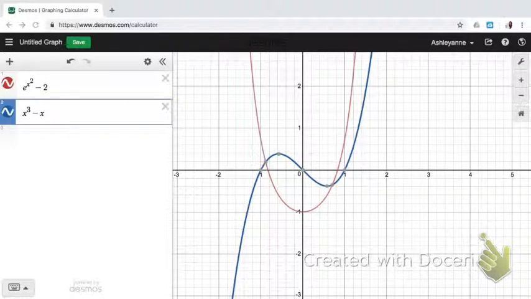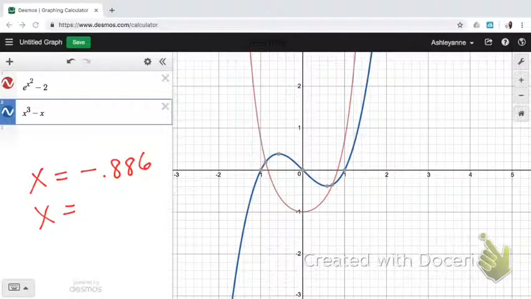Anything works. So I have two intersections, and what are they? Negative 0.886 and 0.706. Good. Will it always be 3 decimal places? Yeah, go 3 decimal places.